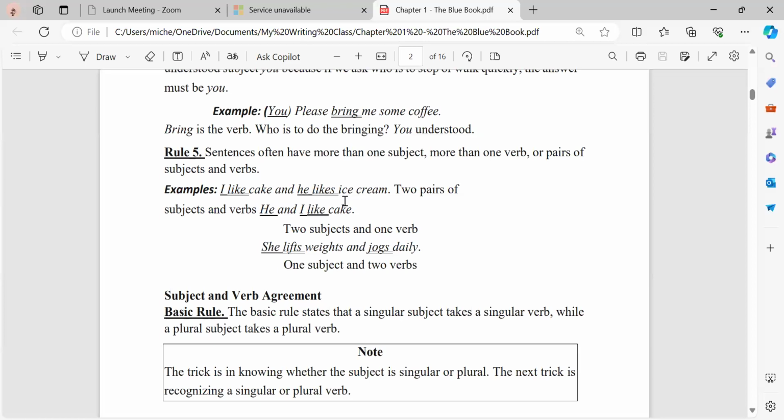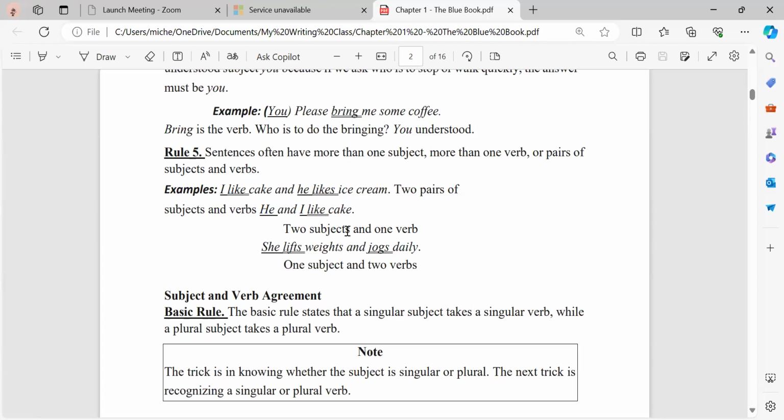I like cake and he likes ice cream. Two pairs of subjects and verbs. So I like and he likes. So there are basically two subjects and one verb. The verb is only one, which is the word like. The subjects, there are two of them, which are I and he. Two subjects in the sentence.